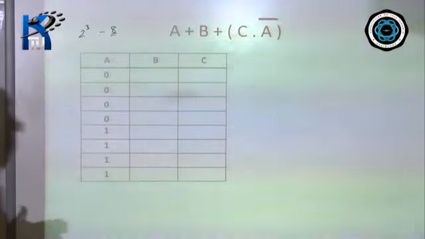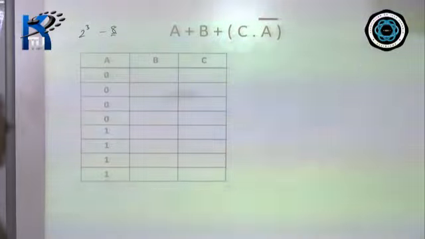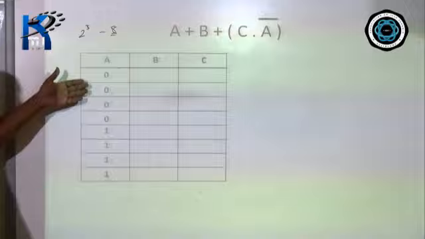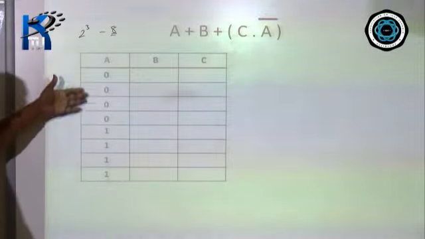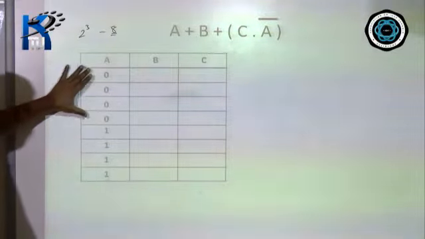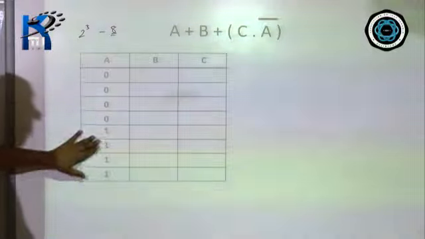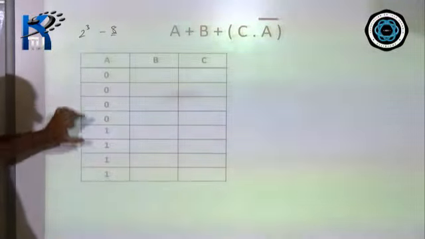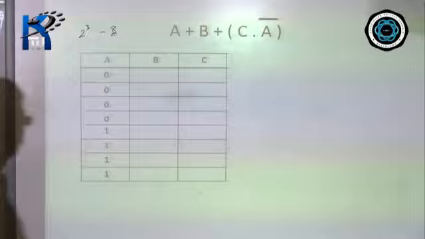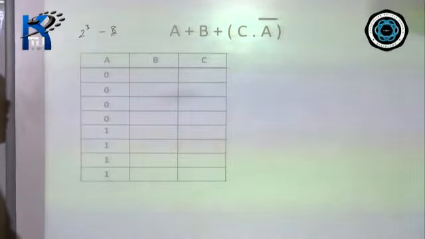If there are 8 combinations, remember half will be zeros, half will be 1 for each of the literals. The one on the extreme left, the first of the three literals, will have 4 zeros and 4 1s, that is half of 8, 4 zeros, 4 1s. Fine? Next we move on to the second literal, the B.